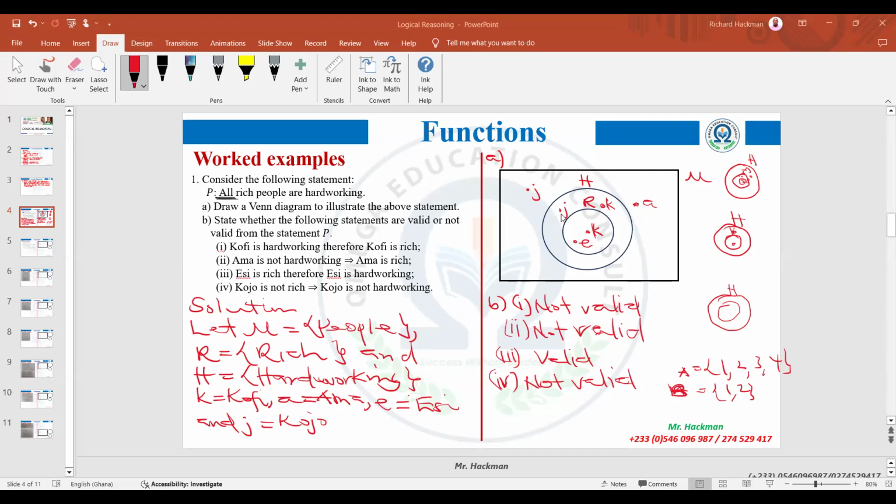So I'm able to get a Kojo who is inside H. It means I can get a Kojo who is not rich, but what do you call it? Hardworking, because we said Kojo is not rich, meaning really Kojo must not be hardworking. But I have a Kojo who is not rich, but hardworking. So the fact that Kojo is not rich doesn't necessarily mean Kojo is not hardworking. You get the point from what we have here. As simple as that.